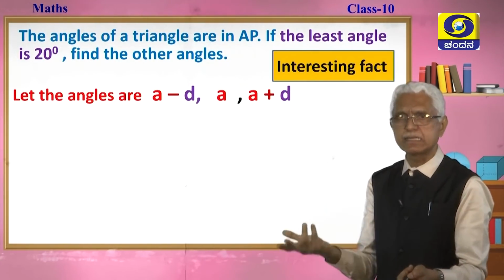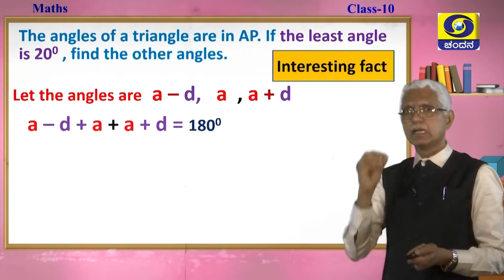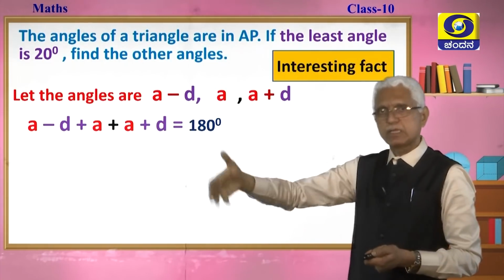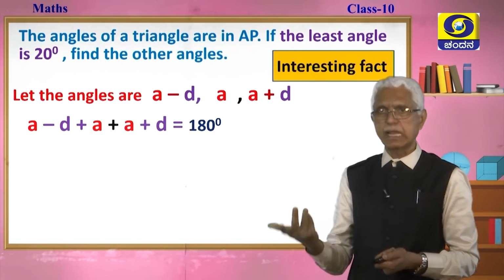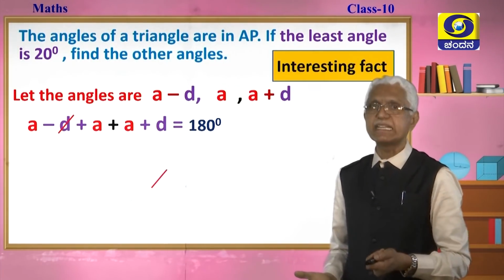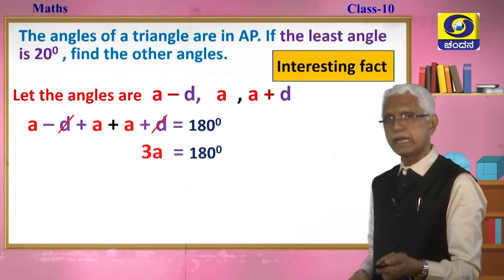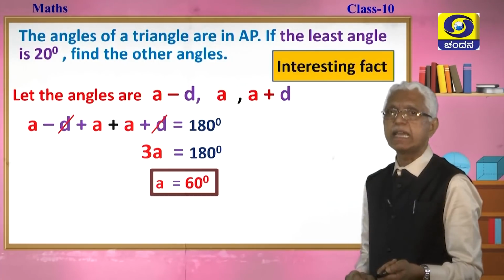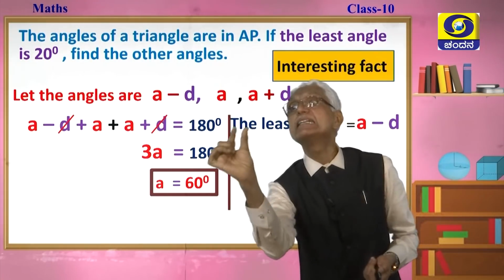Okay, sum of 3 angles is given to be 180. Everybody knows. So, a minus d is the first angle, a is the second angle, a plus d is the third angle. a minus d plus a plus a plus d is equal to 180. Who is getting cancelled? Minus d and plus d are getting cancelled. a plus a plus a is 3a. 3a is equal to 180. Correct? a is equal to 180 divided by 3, a is equal to 60. That's good. So, you got that angle a, 60.